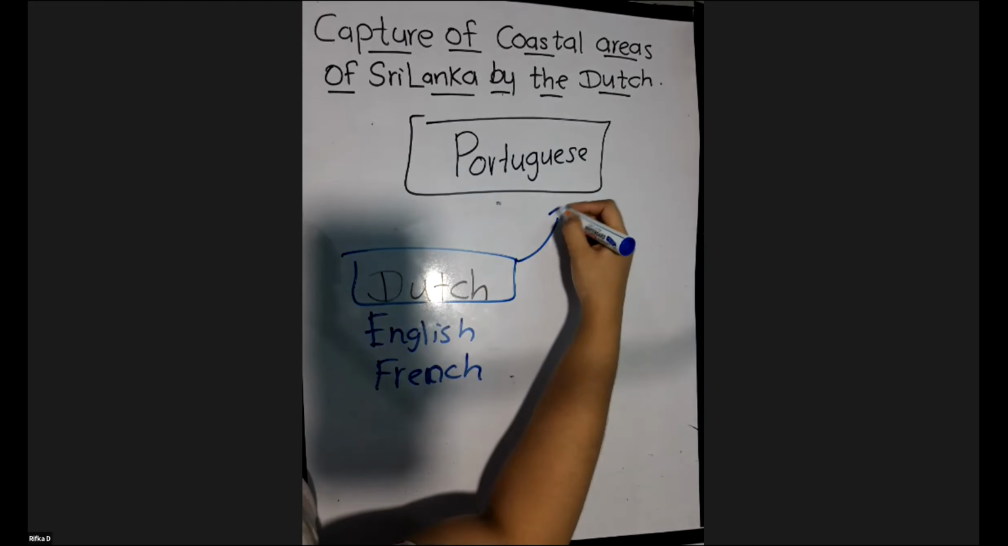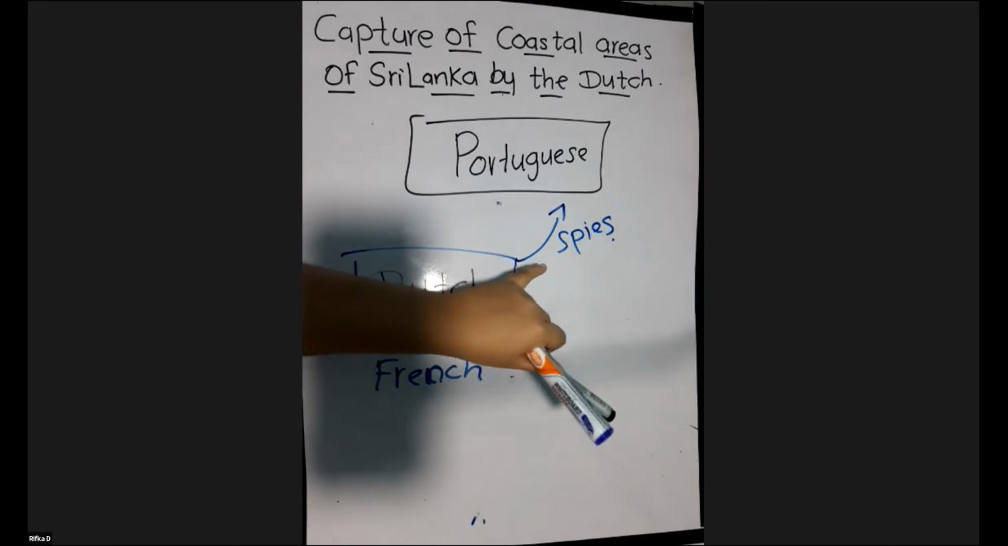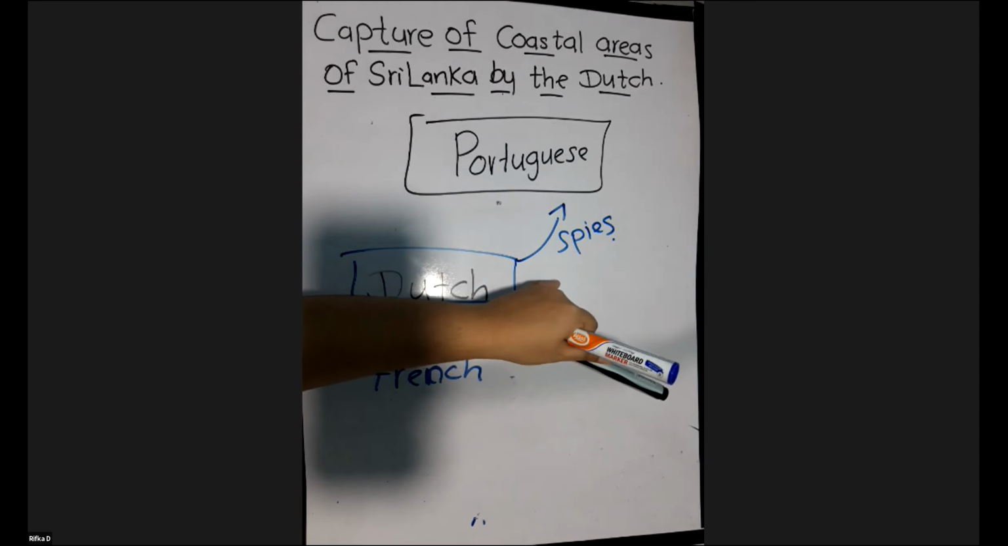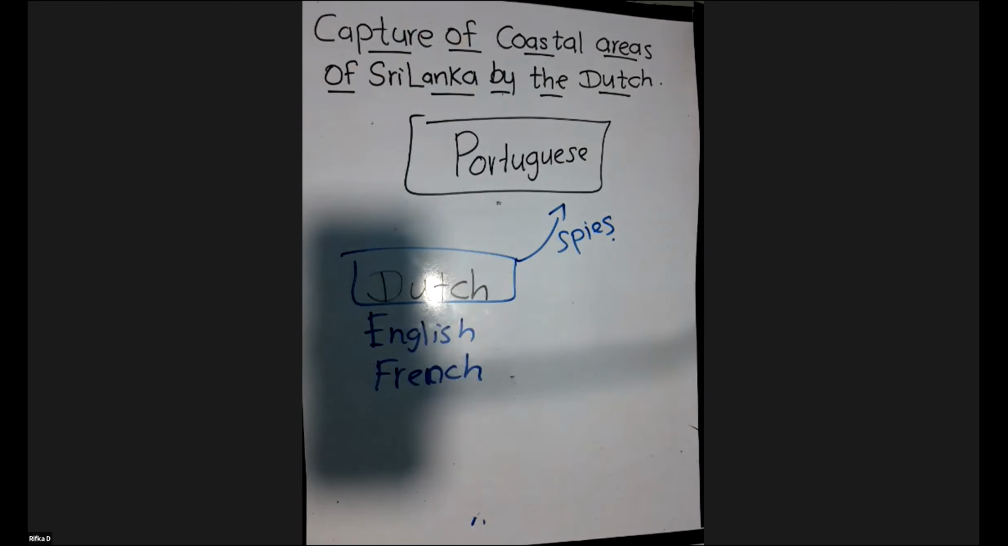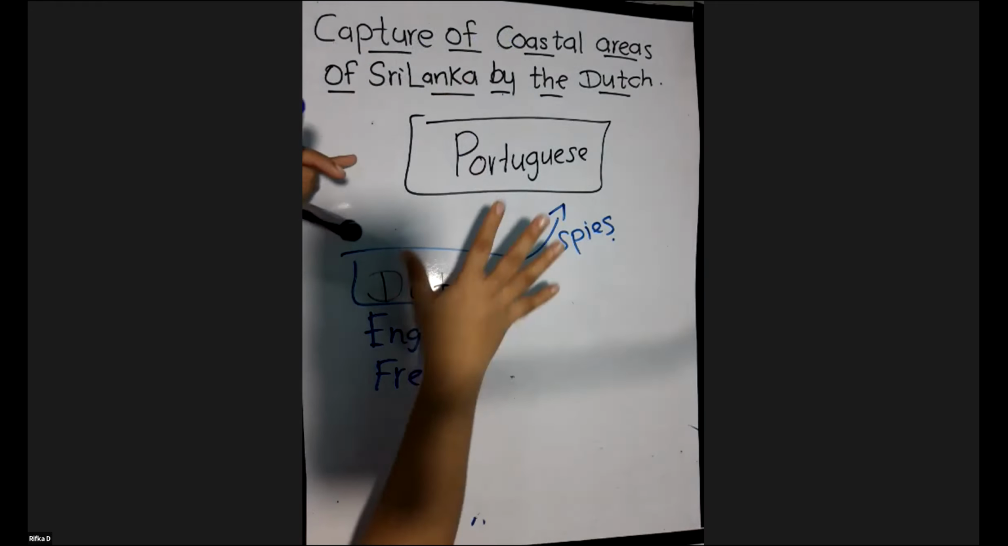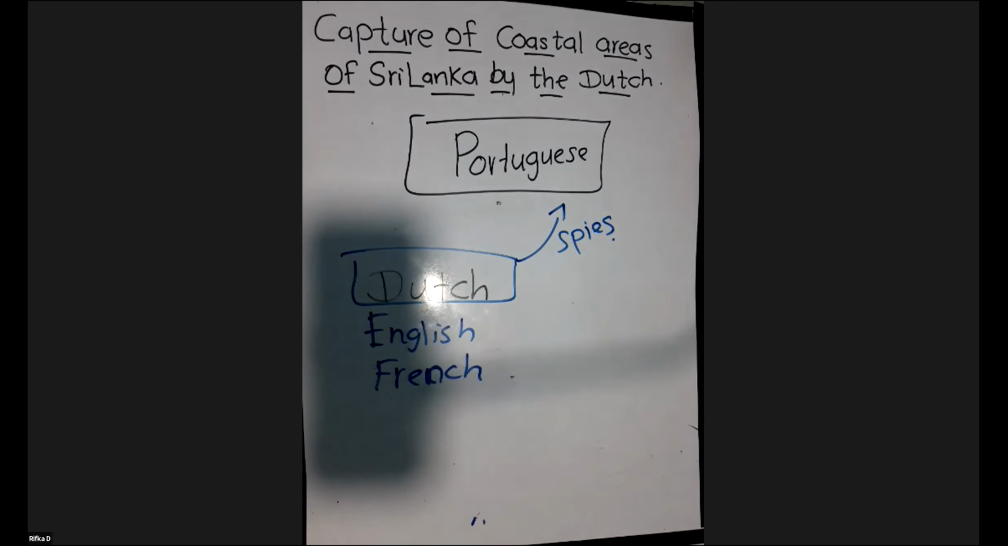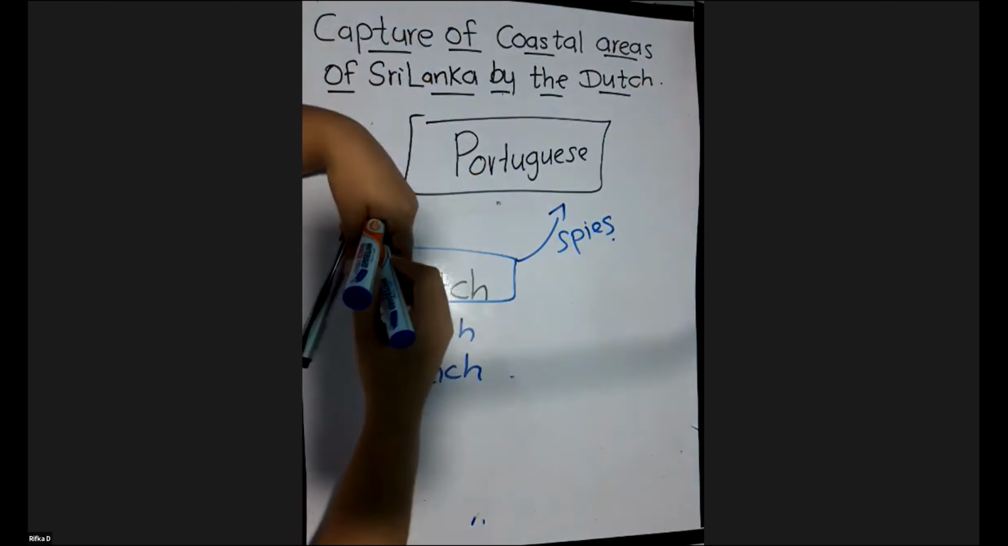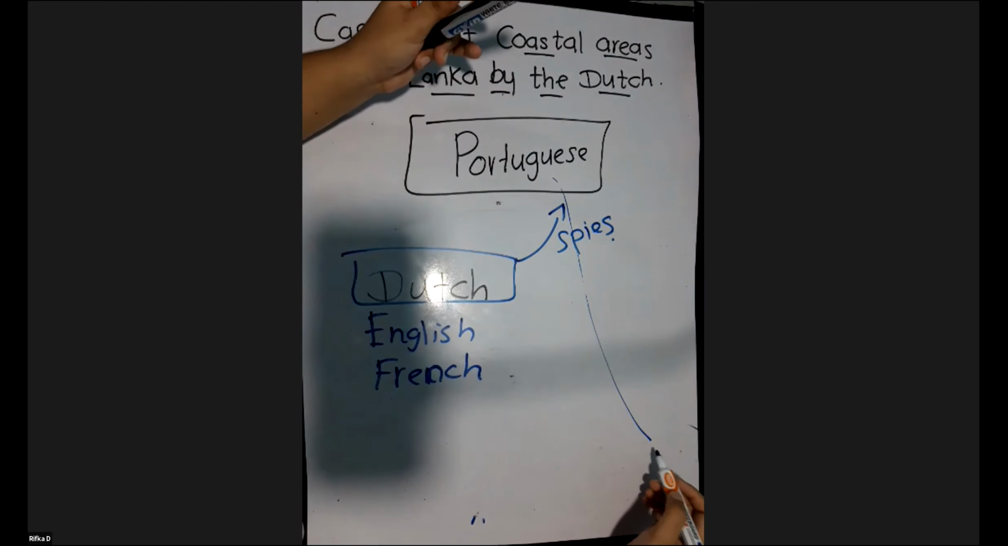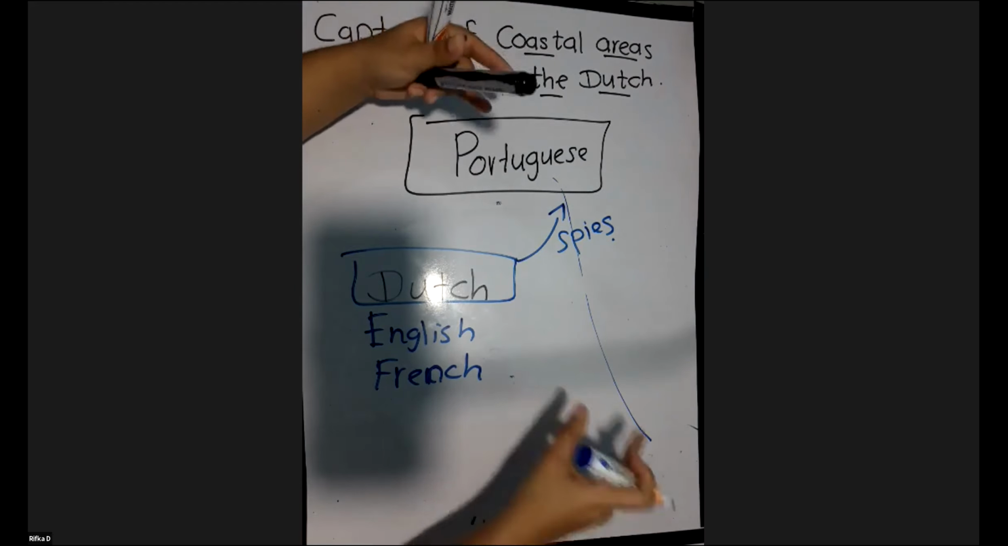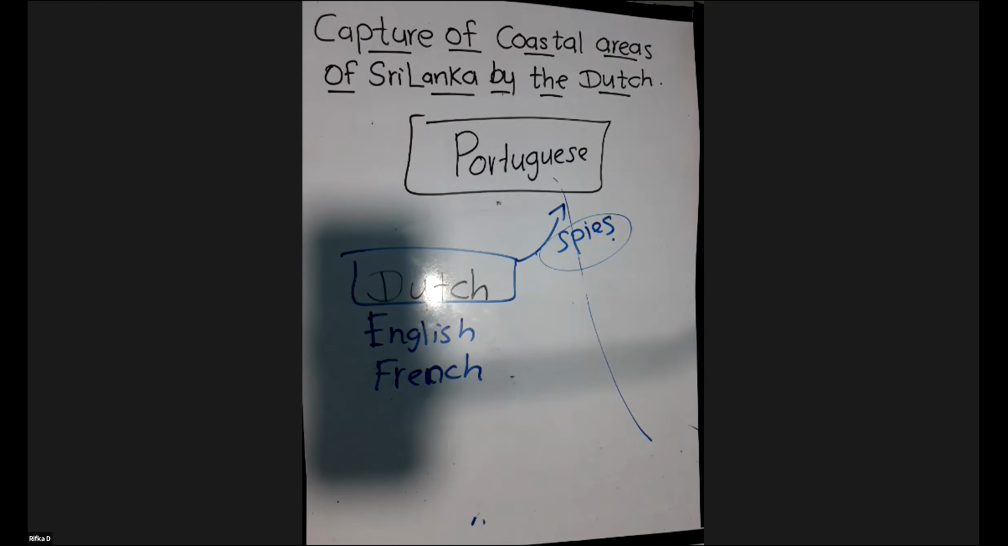Whom do we call spies? We say spy camera. Let's say I am a Dutch soldier, and I want to know how these Portuguese are going to Asia. I dress up like a Portuguese navigator or trader, and somehow I enter their ship. When they are going to Asia, I find the route to Asia. That is what we call spies. So by employing spies, finally the Dutch succeeded in finding the route to Asia.